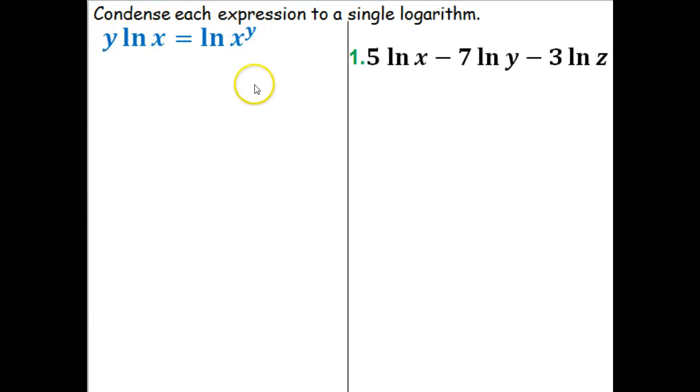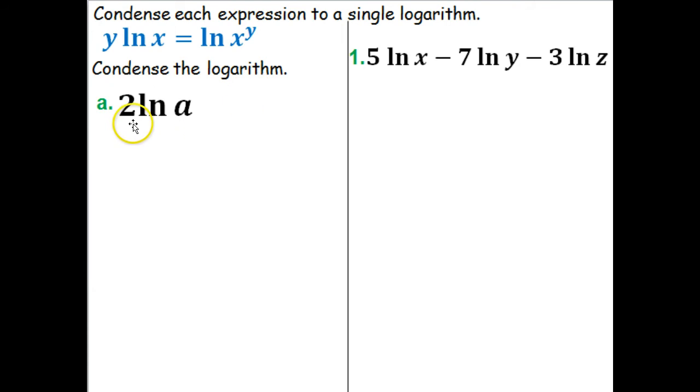And let's kind of look at an example. If I have a 2 natural log of a, that 2 can be moved around so that it is the exponent of a. This is considered in its condensed form here. This is the expanded version, but if we're condensing, here's what it would look like.